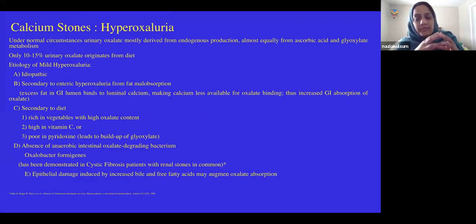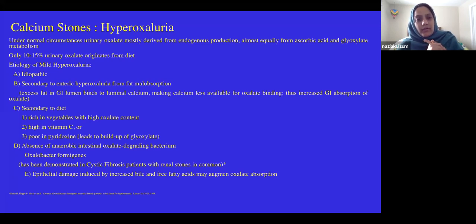So the second form of calcium stone is calcium oxalate stones, or because of hyperoxaluria. In this condition, there is basically high oxalate content in the urine. And this could be from a couple of reasons. Normally your urine oxalate is derived from your endogenous production, and 10 to 15% of the oxalate in your urine comes from what you eat, and the rest of it is endogenously generated. Mild hyperoxaluria tends to be idiopathic, or could be secondary to increased enteric absorption.